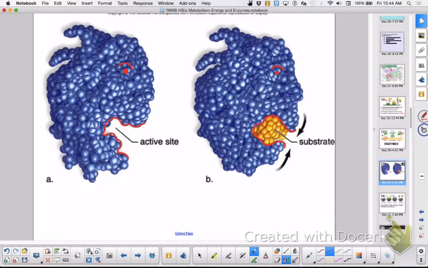Or do you want to add a little baking soda in there? And that, as a team, is what you're going to be able to decide for your lab.